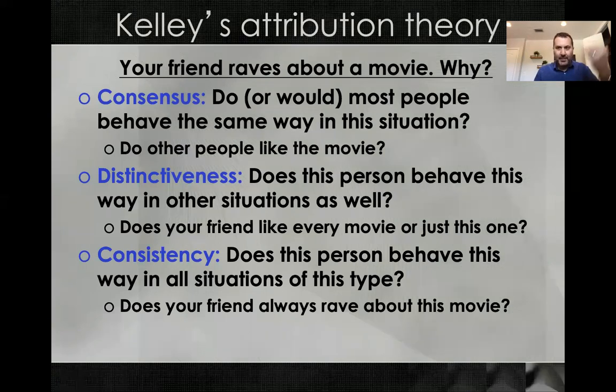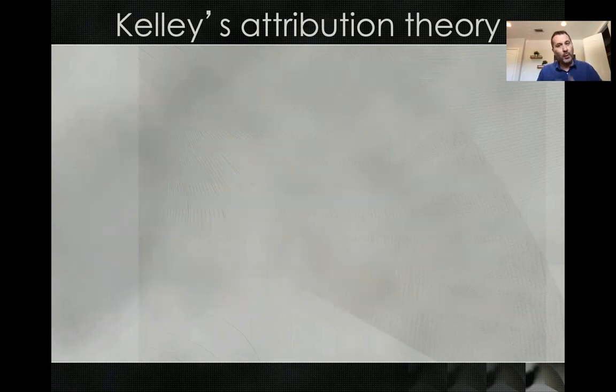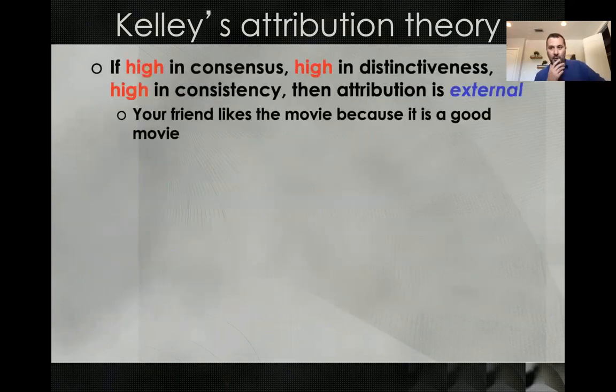And so now that you've come up with a pattern of high and low for each one of these three questions, now we've got to put these together to form an actual attribution. And the way that we do that, according to this theory, is in the following way. So if we have determined that this behavior in question is high in consensus and high in distinctiveness and high in consistency, then that will lead us to make an external attribution. So let's think this through for a second. If the behavior is high in consensus, then that means that everybody also really likes the movie. Your friend likes it, everyone also really likes it.